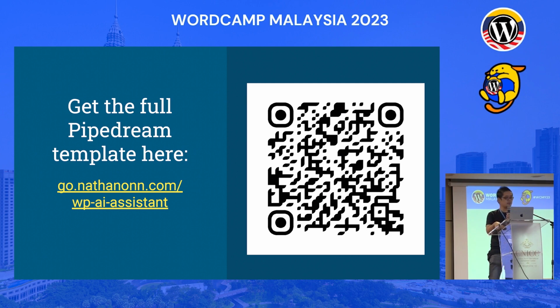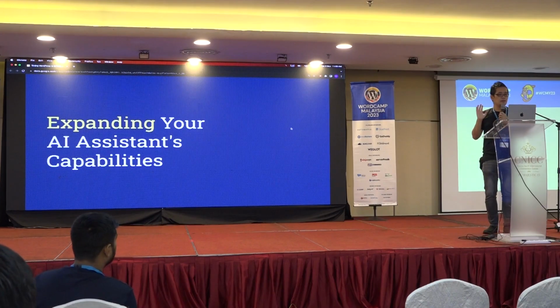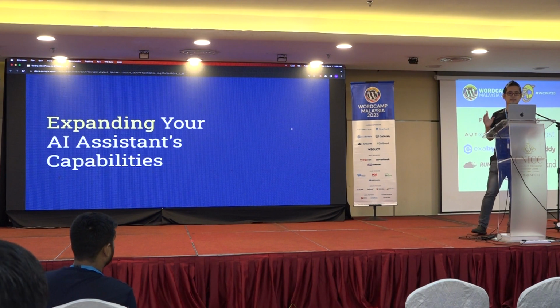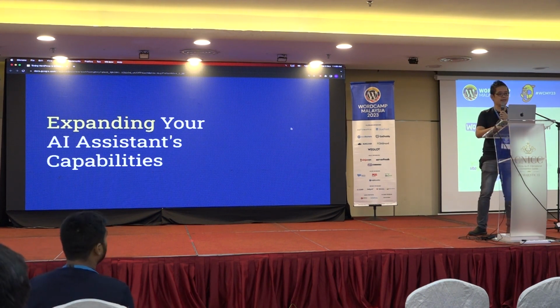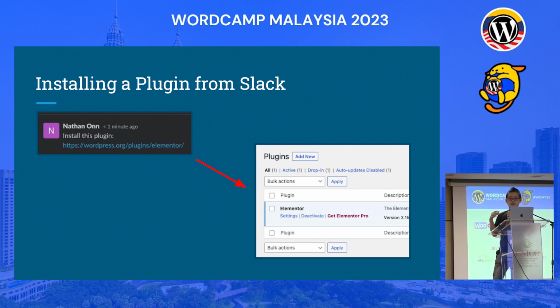Okay, I have 5 more minutes, right? So far we looked at how ChatGPT can create a new user in WordPress. But what if we want to do more? How do we expand it? What if we add a functionality to install a plugin from Slack? Right now we only install one, which means I type the message, install this plugin, and then you get it.